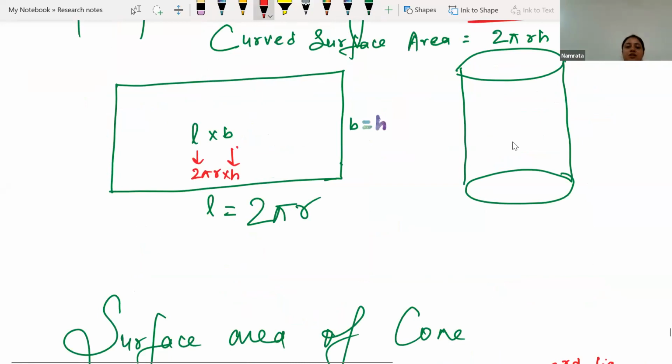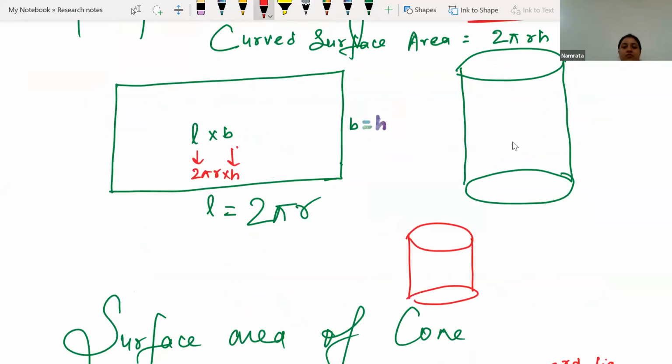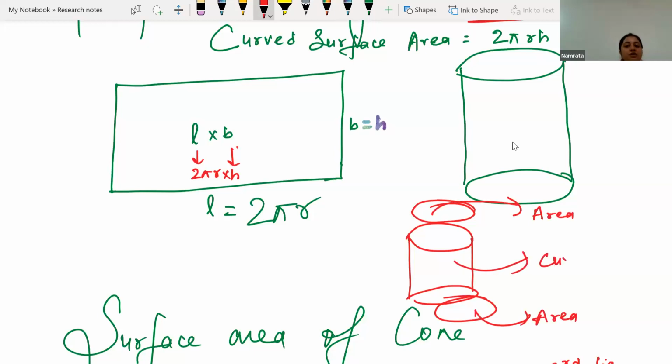If you have a cylinder like this, and you are covering it from the top and from the bottom with a circular lid, you also have to take into consideration the area of this surface, the area of this surface, and the area of the curved surface, obviously. So curved surface area we have already discussed, that is 2 pi RH.